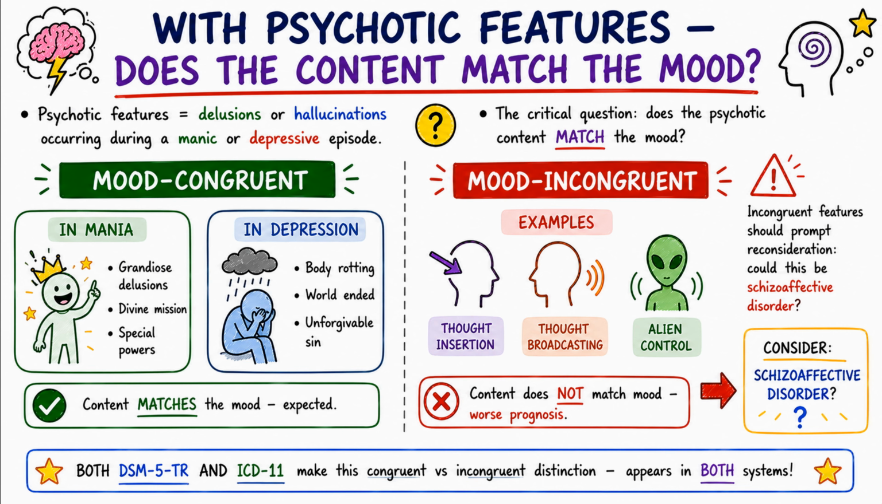Psychotic features means delusions or hallucinations are present during the mood episode. Once you've established they're there, the critical question is, does the content match the mood? Mood congruent means the psychotic content fits the emotional state. Grandiosity in mania, nihilism and guilt in depression. Mood incongruent means the content has nothing to do with the mood at all, and that mismatch is a warning sign. Incongruent features mean a worse prognosis and should make you reconsider the diagnosis, particularly schizoaffective disorder. Both DSM-5 and ICD-11 use this congruent-incongruent framework.